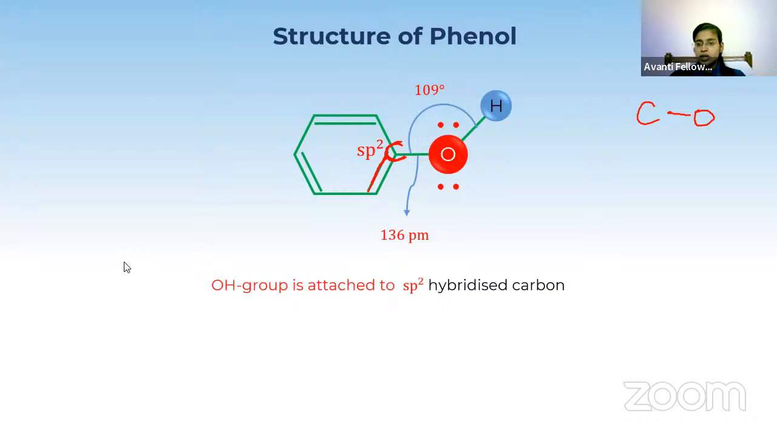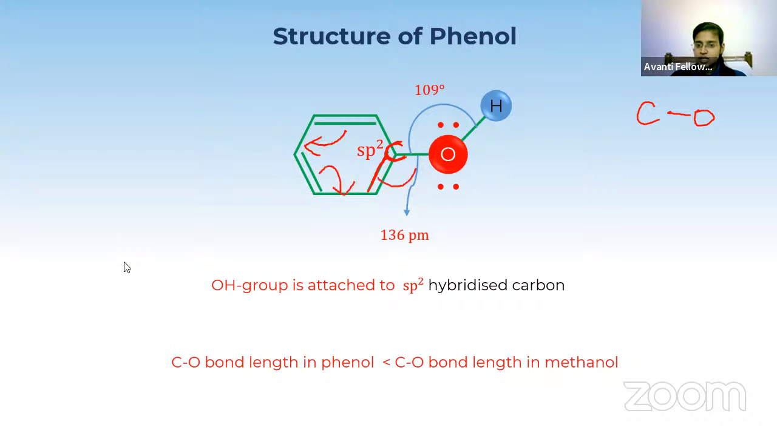Okay. So it is because the CO bond length in methanol is greater compared to the CO bond length in phenol. It is because of the delocalization of the electrons in phenol. So here the pi electrons will get delocalized so that this carbon and oxygen will get the partial double bond character. In case of methanol, it is purely a single bond. But in case of phenol, they will have partial double bond character.